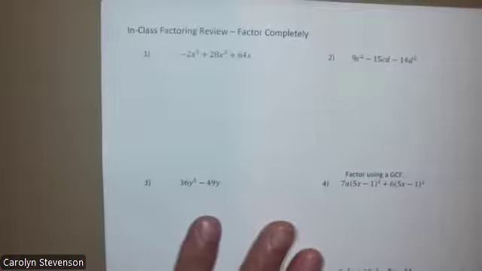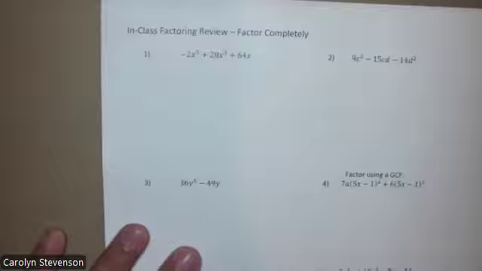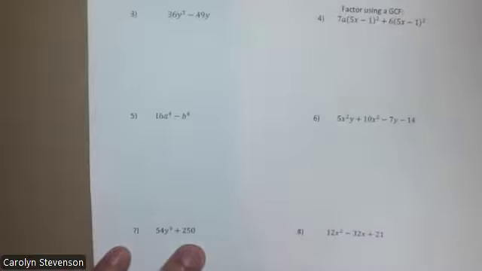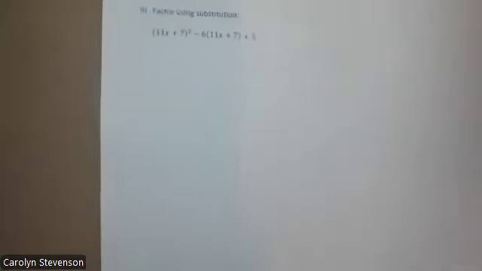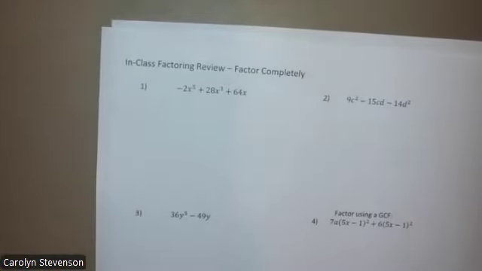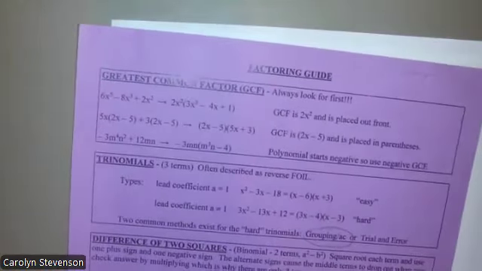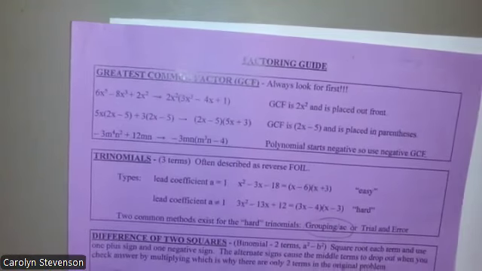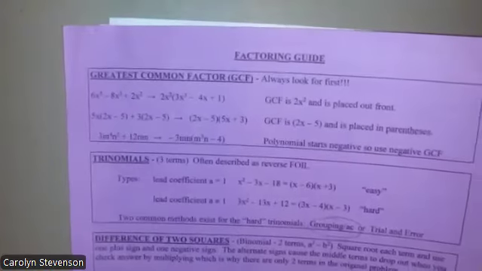And before we get to this worksheet, this is a worksheet I handed out in class. There are 9 problems here, so we have 8 on the first page, and there's one more on the back. I want to briefly go over the factoring guide that I had given you. It could be on some color paper, purple, blue, something like that. So we worked on 5 kinds of factoring.